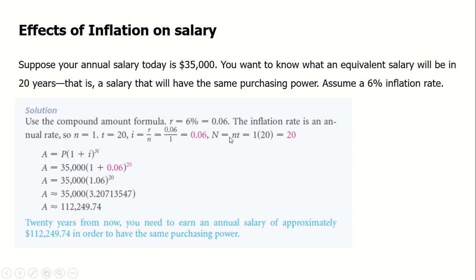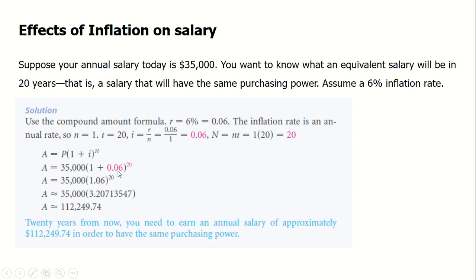Big N is equivalent to the product of small n times t. Small n is 1, and again, you want to know how much your salary should be in 20 years if you want to have the same purchasing power. So n times t is 1 times 20, or 20. Using the formula A equals P times (1 plus I) raised to the big N, your salary per year today is 35,000 times (1 plus 0.06) raised to 20.